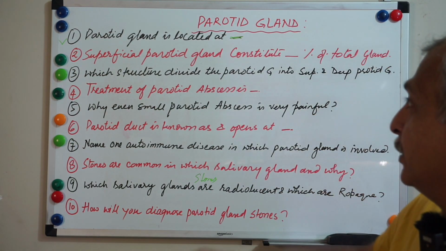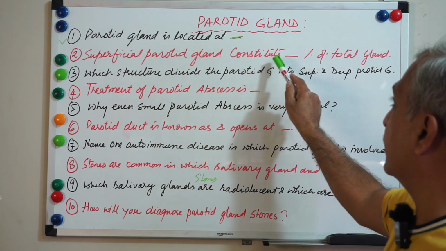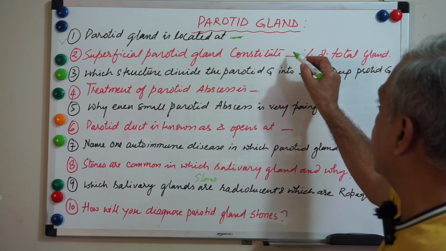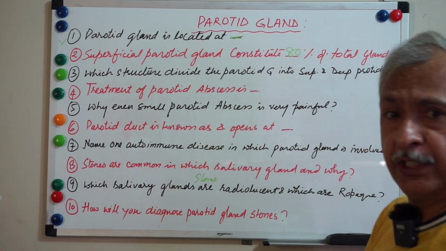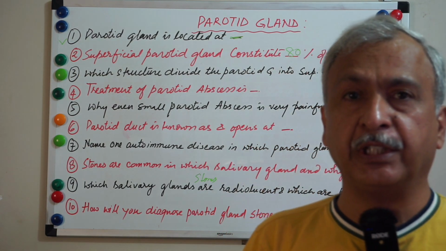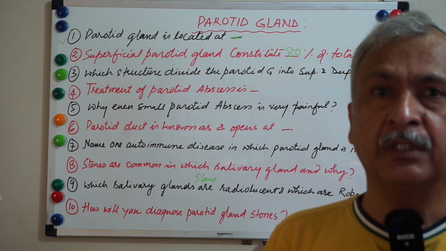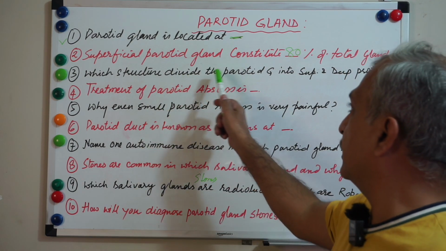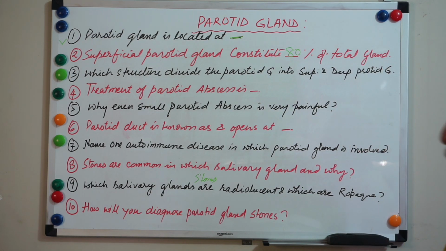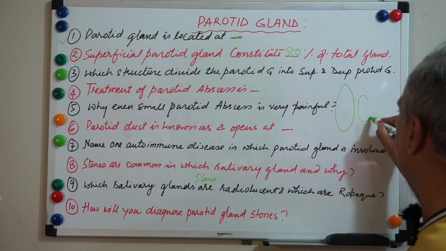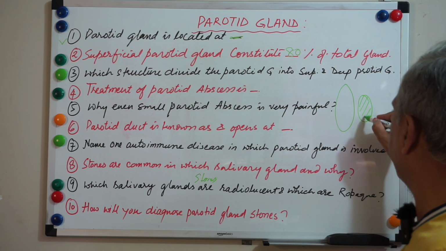The next question is: the superficial parotid gland constitutes what percentage of the total gland? The superficial gland constitutes 80% of the total gland and the rest, the deep portion, constitutes the 20%. Which structure divides the parotid gland into superficial and deep parotid? Suppose this is the superficial part and this 20% is the deep part.